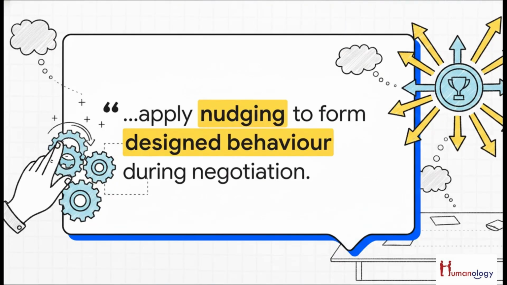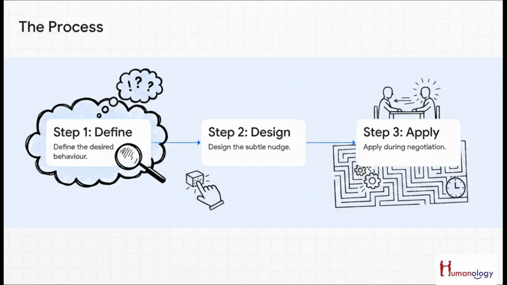And here we are, full circle, back to that original sentence. But look at it now. It doesn't just look like a bunch of words anymore, does it? Now you can see the strategy hiding in plain sight. You apply a subtle influence to construct an intentional outcome during the negotiation. It's basically a formula for influence. And the key thing here is that this isn't some kind of dark magic. It's actually a process, a three-step process.